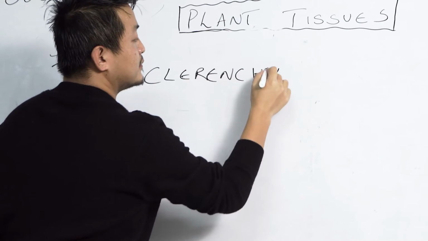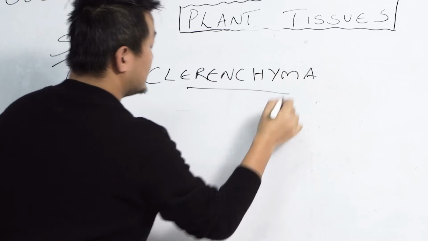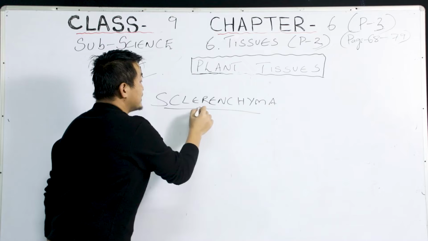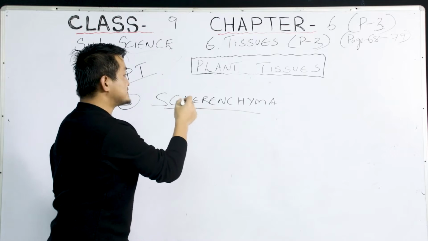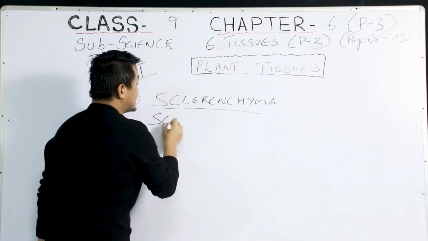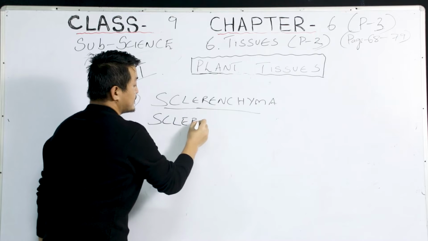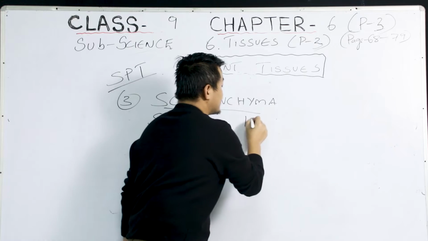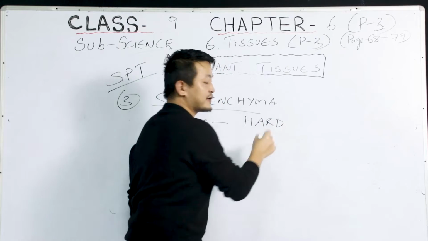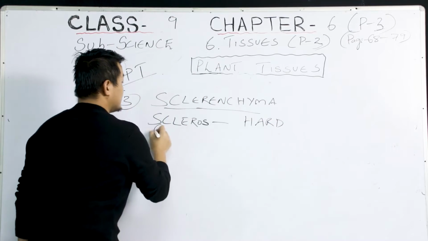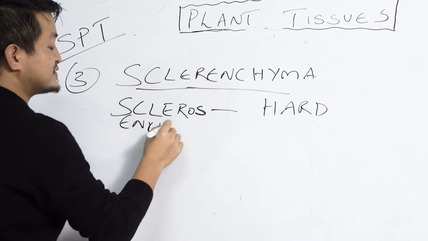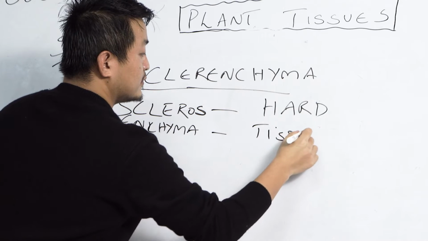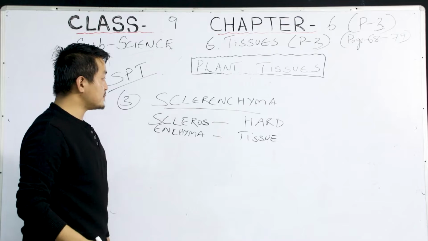Sclerenchyma. Now let's discuss the word. The first part, sclere, is taken from scleros, which means hardness. Enchyma means tissue. Clear?